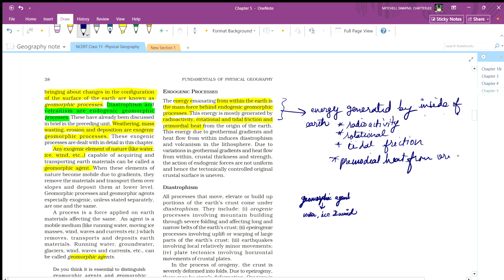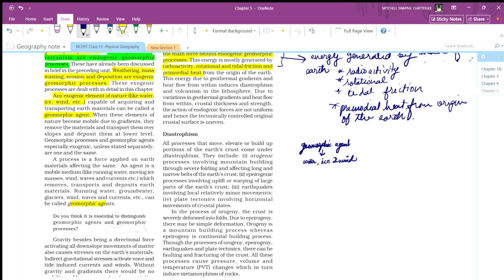After the origin, this energy due to geothermal gradient and the heat flowing from within induces diastrophism and volcanism in the lithosphere.